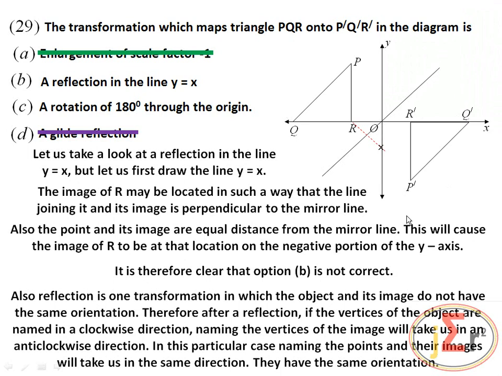Because they are both anti-clockwise, we are 100% sure that the transformation is not a reflection, because if it were a reflection, the object and its image would have different orientation and the vertices would have been named in opposite direction. In this particular case, naming the points and their images will take us in the same direction as we have shown already. Because they are going in the same direction, we are sure that they have the same orientation, and the transformation cannot possibly be a reflection. So option B is definitely out.